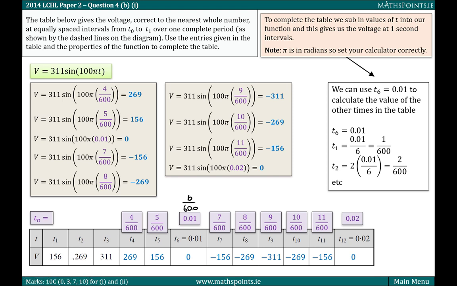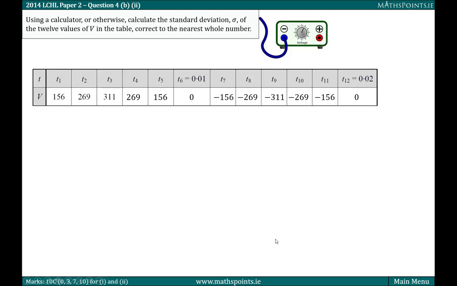Okay, now we can see that the gaps here are clearly not linear. We know this isn't a linear function, it's a trigonometric function. But what they're interested in the next part of the question is to find the standard deviation of these entries. So if we think about the mean of these entries, well, they all cancel each other out. The mean voltage is 0, so the average voltage over the first 0.02 seconds, the first period, is 0. But what about the variability, how far away from the average is each entry? So the average is 0, but how far away is 156 from 0, and 269 from 0, and minus 156 from 0? That's called the standard deviation.